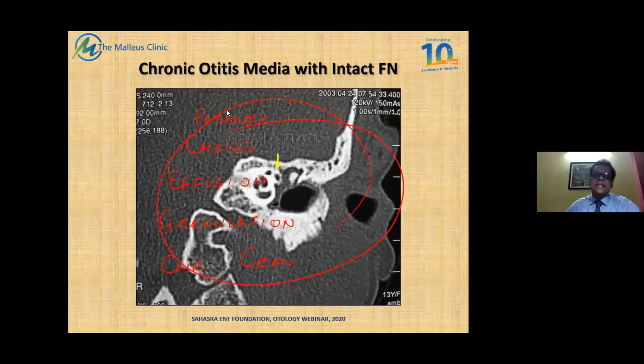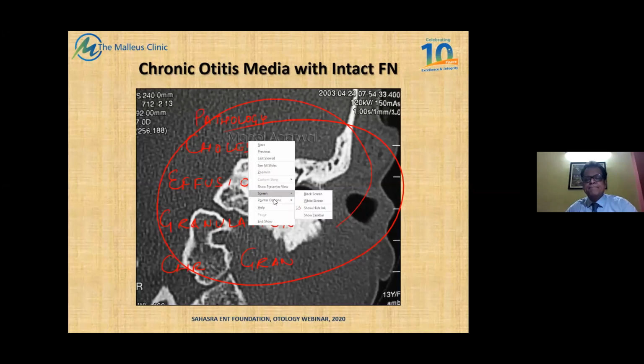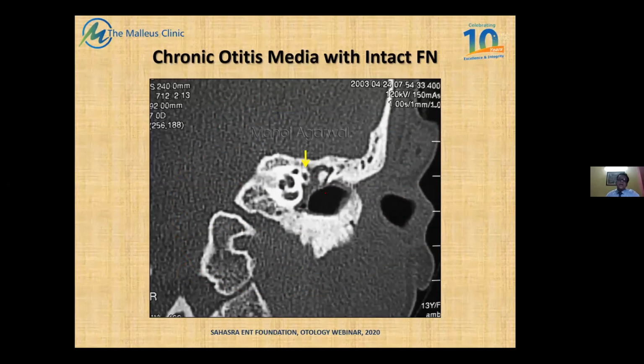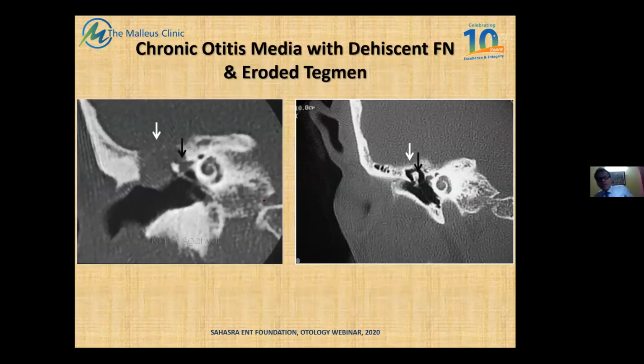All of them will have the same appearance as an isointense shadow on a CT, and you will not be able to differentiate which of those it is unless you have a good history, a good clinical examination, and some hints that I'll give you during the course of the talk.